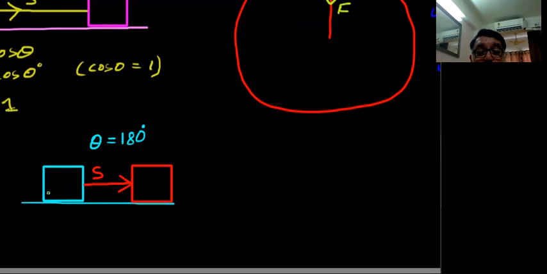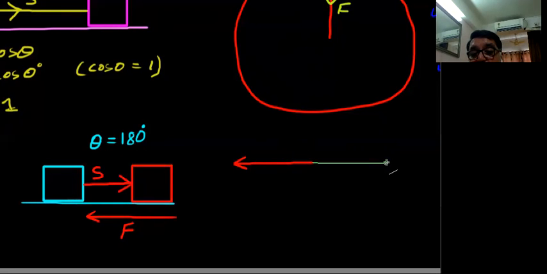Now, if you think about it, when the box is moving from left to right, the force of friction is moving from right to left. So we can say friction is moving in the opposite direction. This is our force of friction. So now if you see the direction of the force, this is the direction of the force. And let's see what is the direction of the displacement. Remember, displacement is going in the opposite direction.